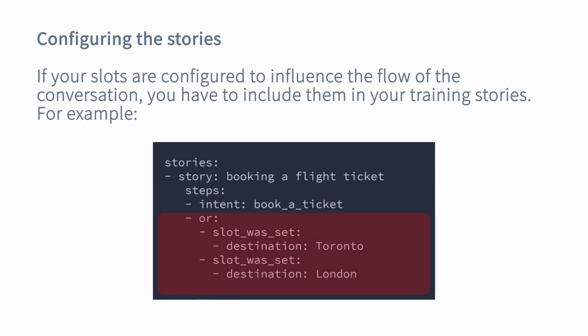Here, I would like to highlight OR statement inside of this training story. OR statement represents Rasa feature called OR slot values. This feature allows you to define lots of different situations where certain slots will be set by writing less stories. So for example, this story represents a situation where a slot destination might be filled in by either value Toronto or London after intent book a ticket has been triggered.